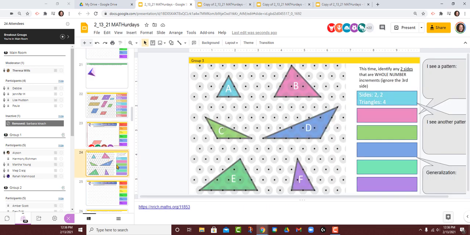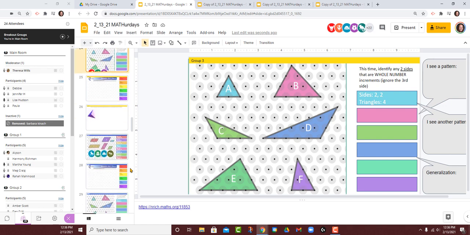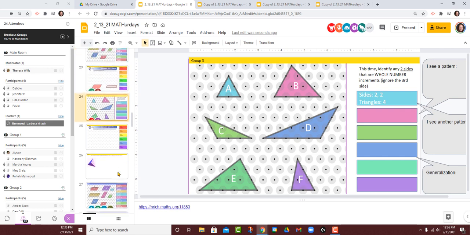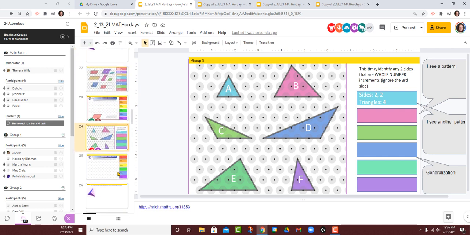So whenever you're ready, you can head down to slide 24 and see if the ideas and generalizations that you made change for these triangular pieces. Teresa said this time identify any two sides that are whole numbers. It doesn't matter which two, just ignore the third. The third one doesn't always use whole numbers, so you're only going to look at the two sides that do contain whole number lengths. So basically the diagonal, don't worry about that. Exactly.